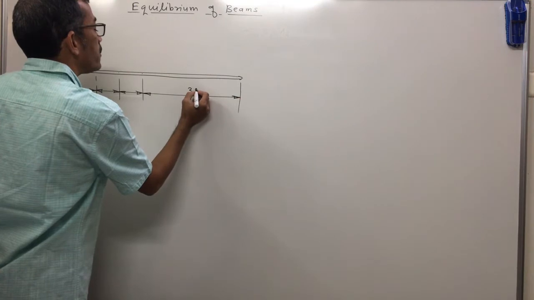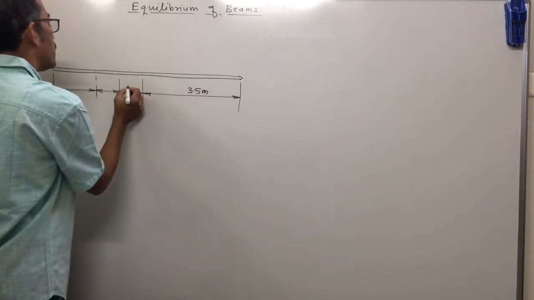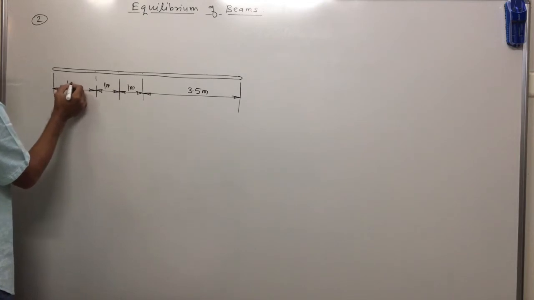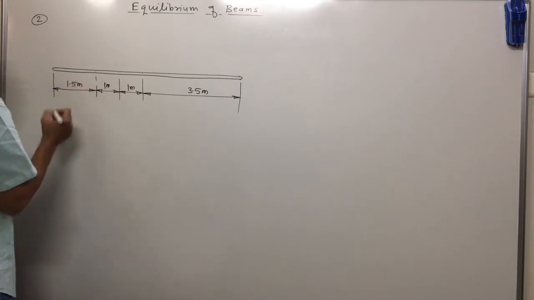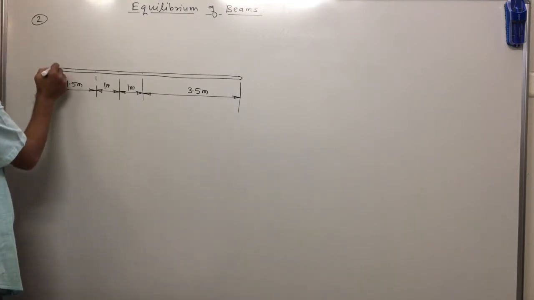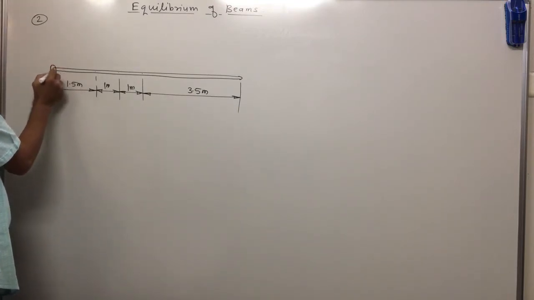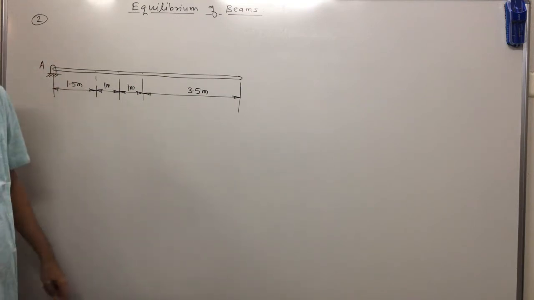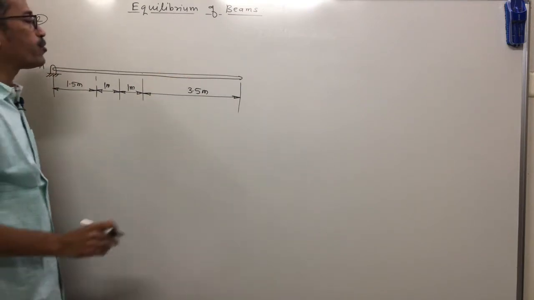3.5 meter, this is 1 meter, this is 1 meter, this is 1.5 meter. Okay, what supports are given? On the left side, one support is given. This support is called a hinge support at A.